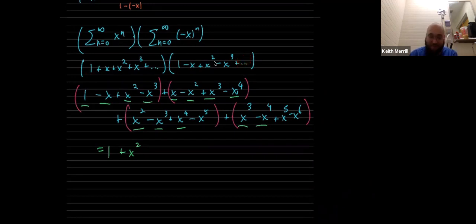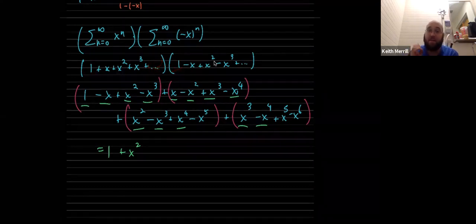The other one that we missed would be this product. So in fact, there would be two more positive x to the fourths. I'm just not seeing them because I stopped writing too soon. So in fact, this is plus x to the fourth.